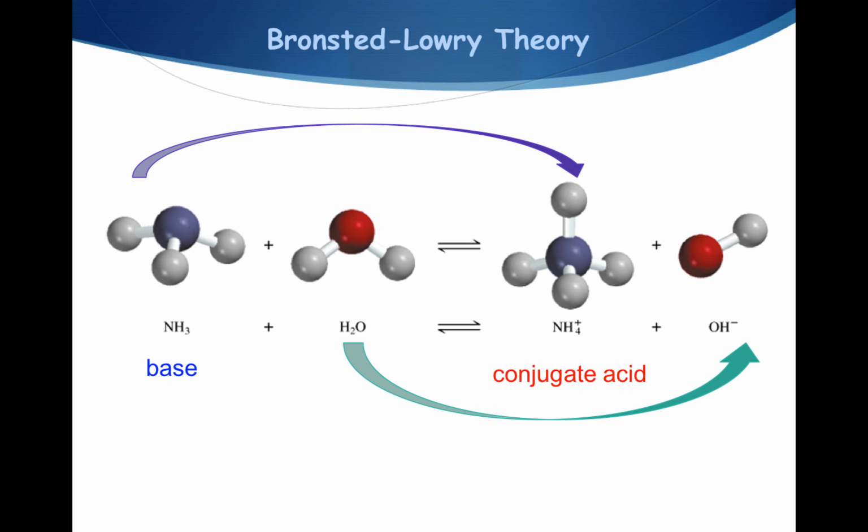Now let's look at water, H2O. In order for water to change into the hydroxide ion, water must lose a hydrogen. It must lose a proton. That means in this equation, water is acting like a Brønsted-Lowry acid, which means on the opposite side, the OH- ion, the hydroxide ion, is the conjugate base of water.